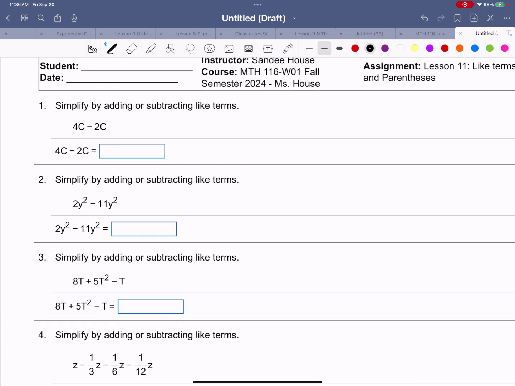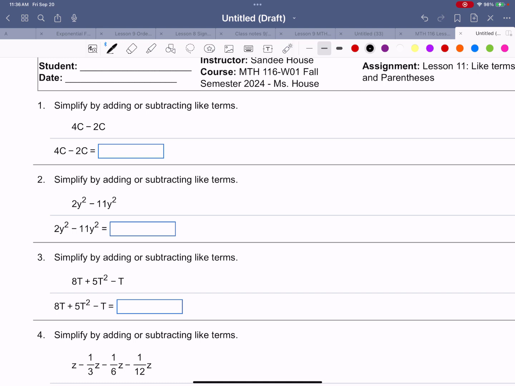Okay, so now we're ready to do some examples. Example 1, simplify by adding or subtracting like terms. Well, first of all, we have like terms here, 4c minus 2c, so we have to do 4 minus 2, which would give me 2c.